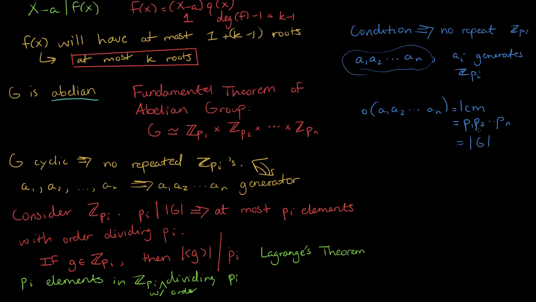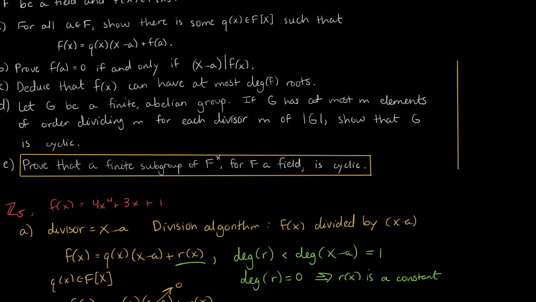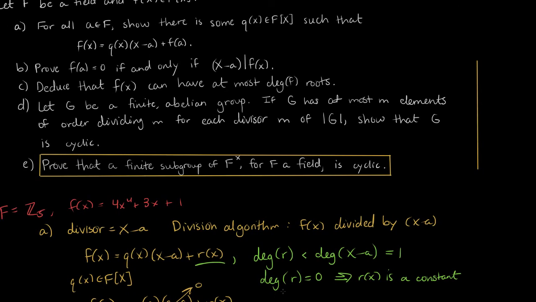Therefore, we're done. We showed that the condition means that there can be no repeats in this fundamental theorem of the Abelian groups, no repeats in these ZPIs, which implies that we can find a generator by combining all the generators of these cyclic subgroups. We can find a generator for the whole group. So that was definitely the most involved argument so far.